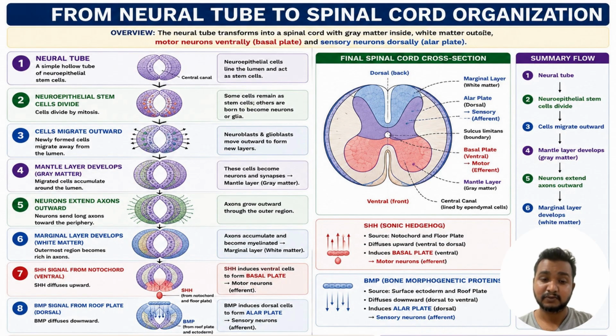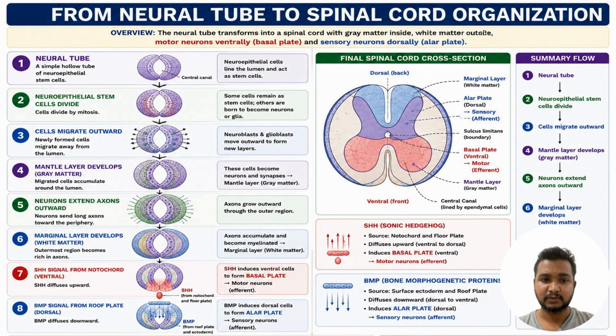The notochord and the floor plate release sonic hedgehog, or SHH. SHH stimulates the formation of the basal plate, leading to the development of motor neurons. In contrast, the roof plate and the surface ectoderm release bone morphogenetic proteins, or BMPs. BMPs stimulate the formation of the alar plate, leading to the development of sensory neurons.